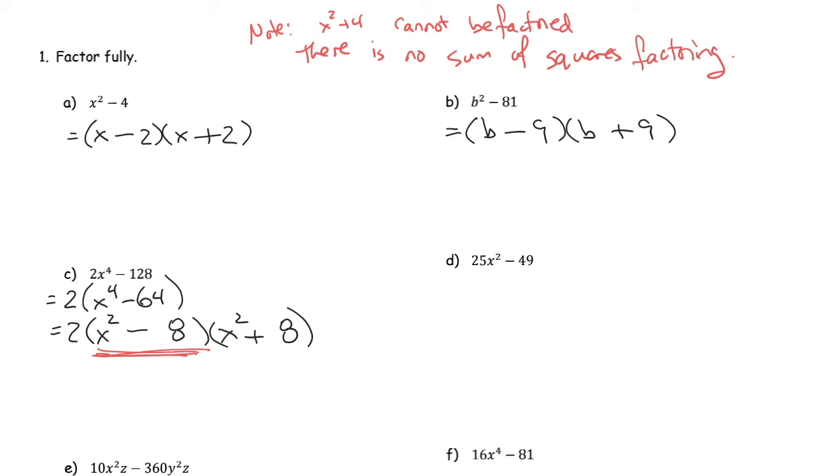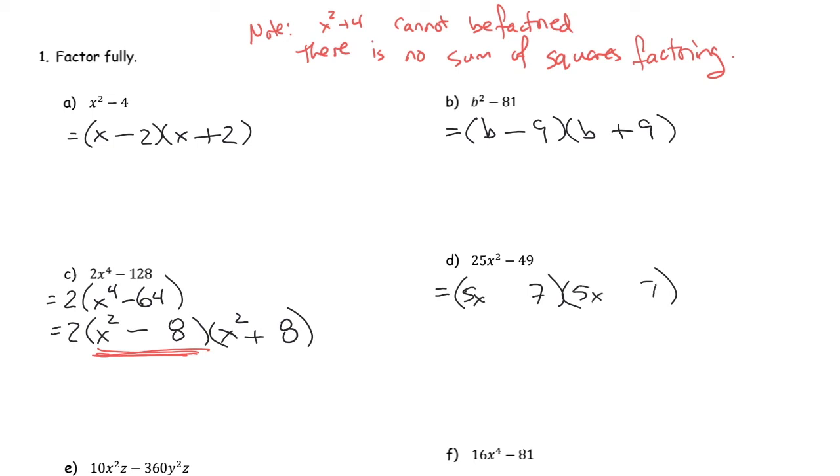Okay, let's take a look at D. Two terms, perfect. One of them is negative, awesome. Is there anything common? Well, no. 25 is 5 squared, 49 is 7 squared. There's no common factor here. So I can break that up. And as I was just doing there, for 25x squared, the square root is 5x.